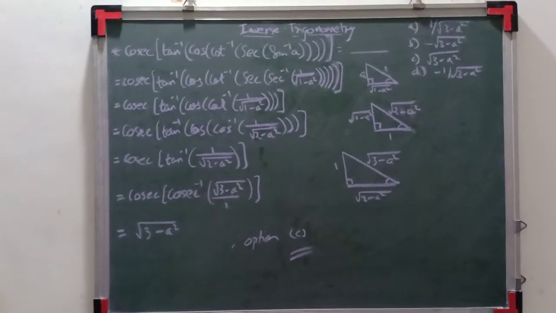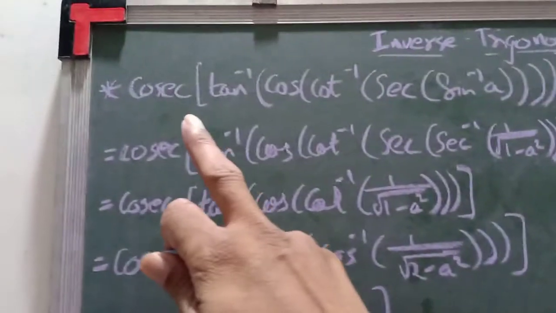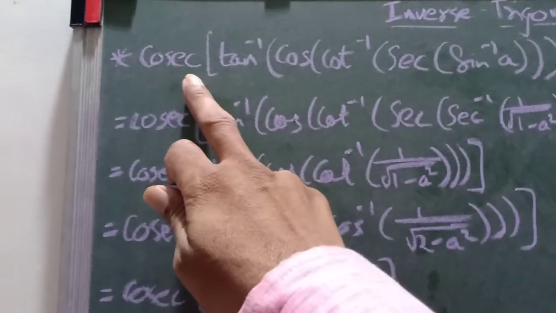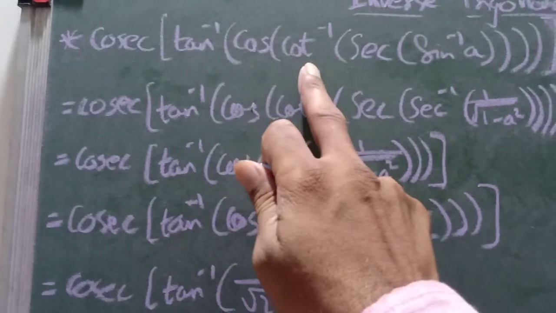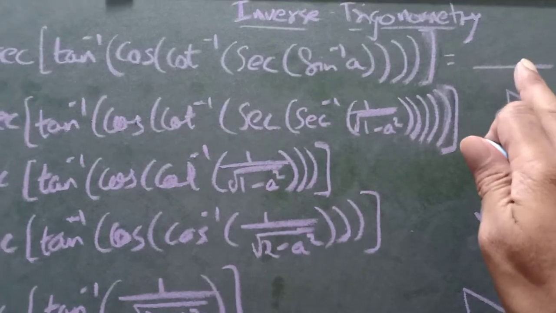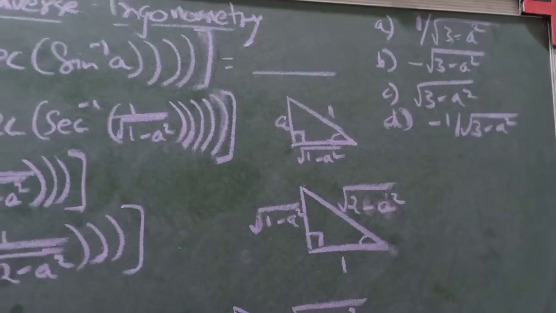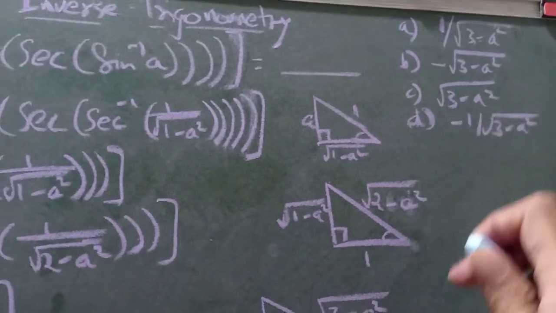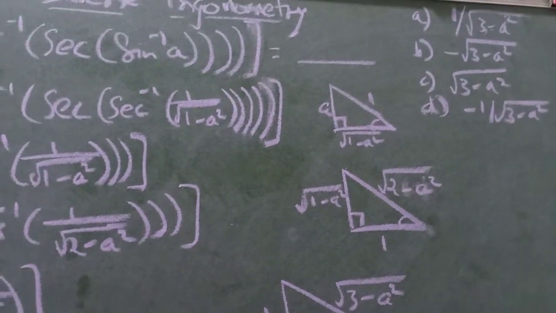Inverse trigonometry extra sum. We want to find out cosec of tan inverse of cos of cot inverse of sec of sin inverse of a is equal to what? Options are 1 upon root of 3 minus a square, minus root of 3 minus a square, root of 3 minus a square, and minus 1 upon root of 3 minus a square.